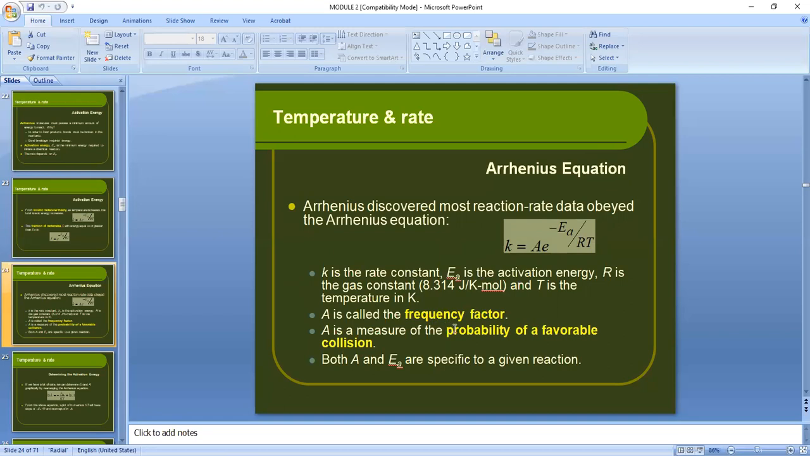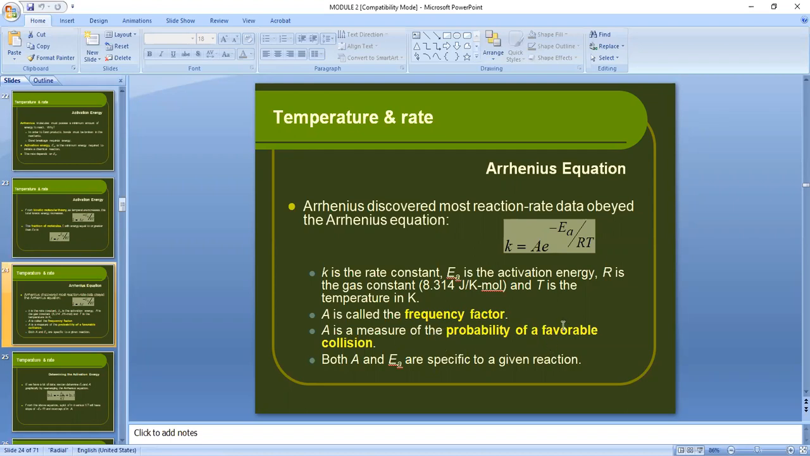Primarily because your activation energy is in terms of kilojoule per mole or joule per mole. So the R that you will be using is also having the same set of units. The T should be in Kelvin. Now, A is the frequency factor. I've mentioned it already. And A is the measure of the probability of a favorable collision.